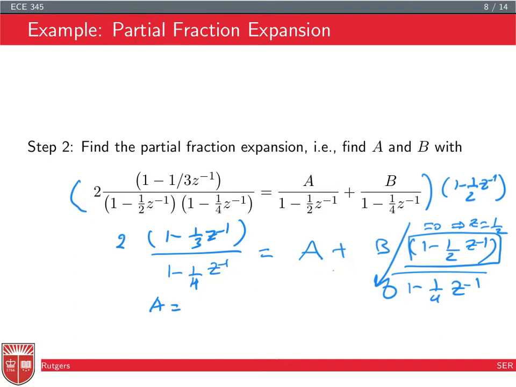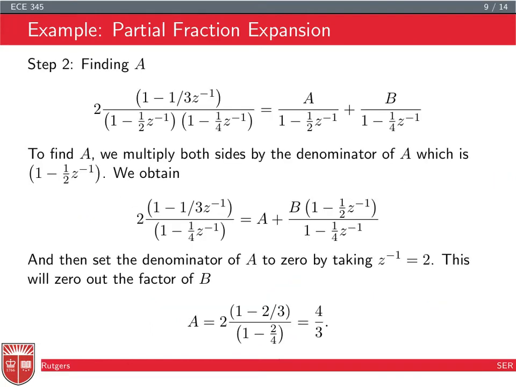So A equal to 2 times (1 - 1/3 times 2), where z^-1 equal to 2, divided by (1 - 1/4 times 2). And this will give you the value of A. And to find B, I'll do the same thing.